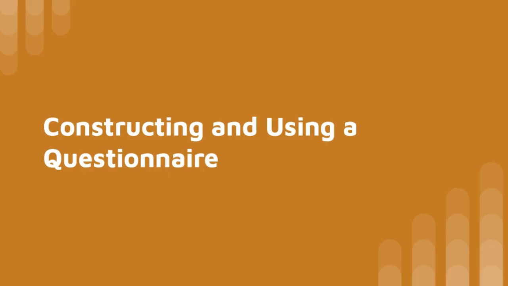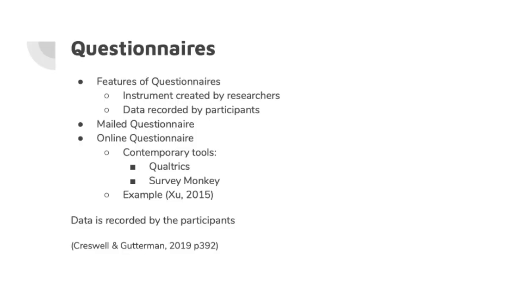Constructing and using a questionnaire. There are 2 types of questionnaires used in educational research. They are either mailed or completed online. Questionnaires can be developed directly by the researchers from other existing literature or by using software programs such as Qualtrics or SurveyMonkey. Participants complete or record the data when questionnaires are used. Well-constructed questionnaires are short, easy to read, and easy to return.